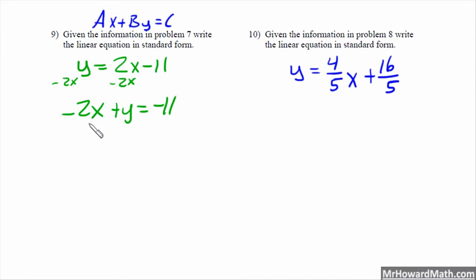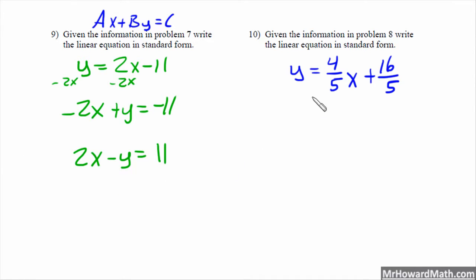Okay, now it looks good, except proper standard form says my x term must be positive. So our shortcut rule for that is just change the signs of everything. So 2x becomes positive, y becomes negative, the negative 11 now becomes positive. So 2x minus y equals 11 would be the answer to problem 9.